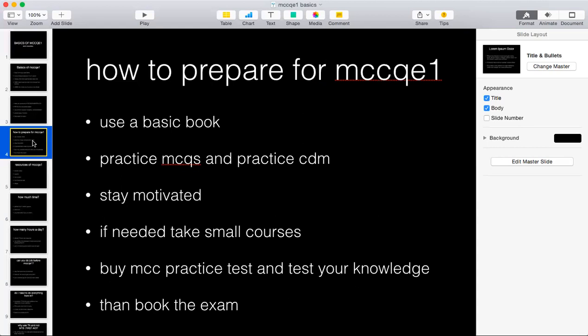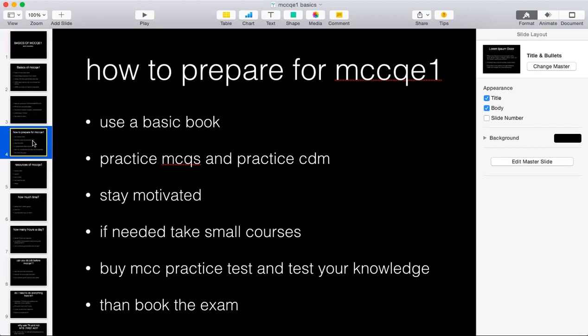Stay motivated. Surround yourself with people who are about to give or are at least giving the exams. That way you will stay motivated and want to do the exam as well. If needed, take small courses, because this will help give you a kick to start the MCCQE1 preparation. They will give you a better idea. Let's suppose you start with a beginner course with someone. They will give you a rough idea of how MCCQE1 works, and then later on you can study by yourself.